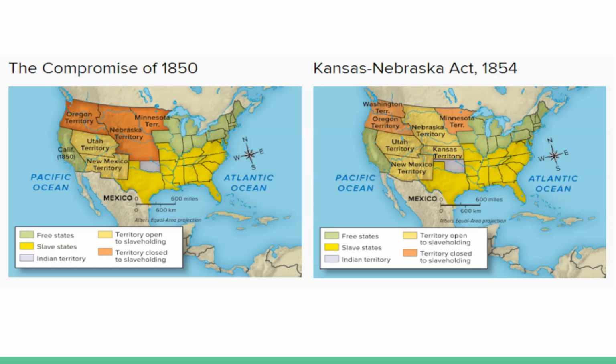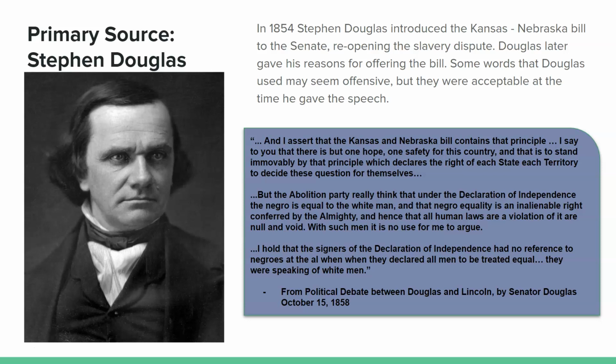If we look at a map from 1850 and 1854, you can see how the territory changes over time. Let's focus on the unorganized territories over here on both sides. So if you notice, this orange is territory closed to slaveholding. That is therefore reduced after the Kansas-Nebraska Act, where now you have some of those territories being open to slaveholding. And again, it also gets rid of that 36°30' latitude line that had been agreed upon in the Compromise of 1820. Let's quickly take a look at a primary source by Stephen Douglas.